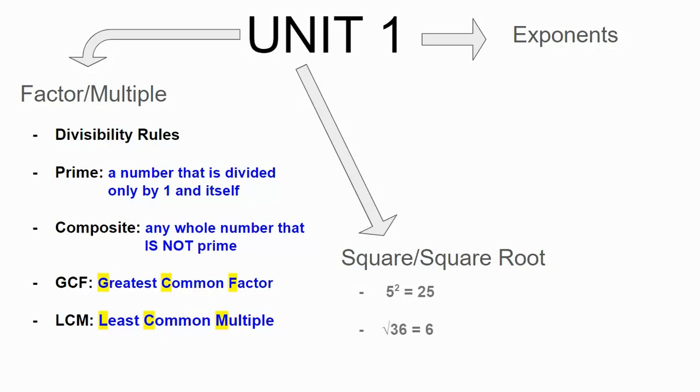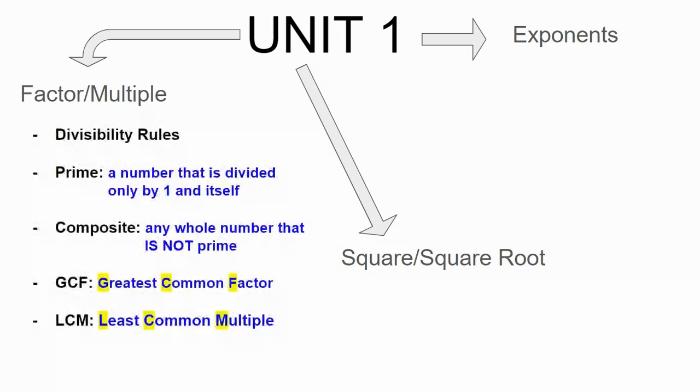Okay, so first of all, prime numbers. Those are really important to know. A prime number is divided only by one and itself. And what is a composite number? Everything that's not a prime number. But I will explain that with more details. Relax, in the next slide. Okay? GCF and LCM.